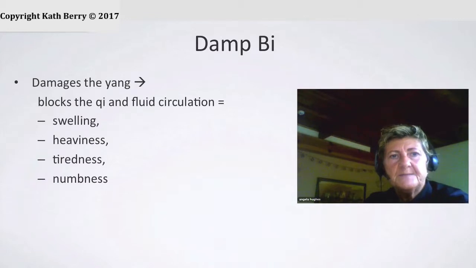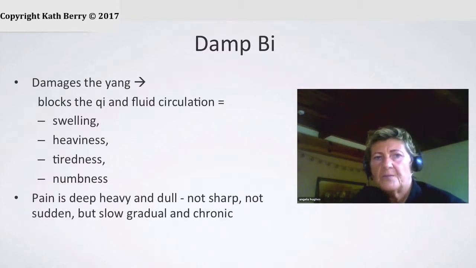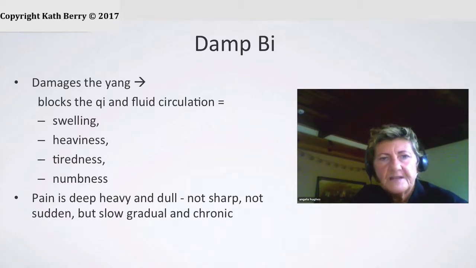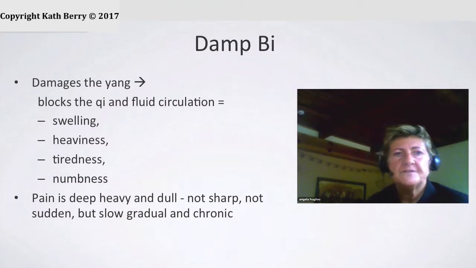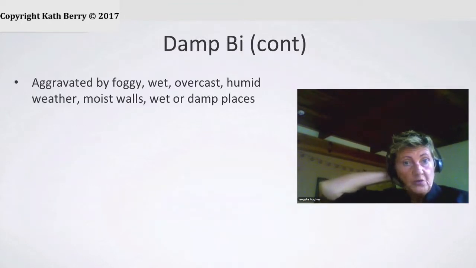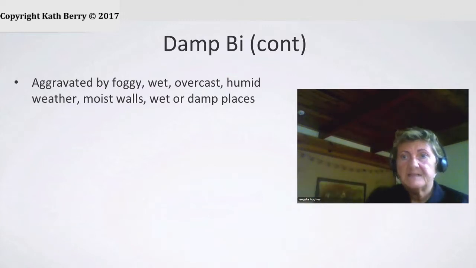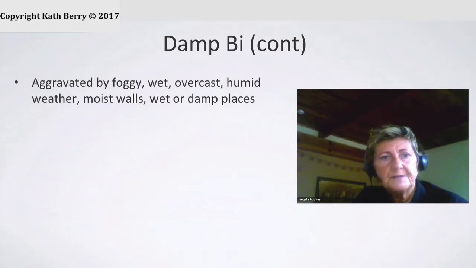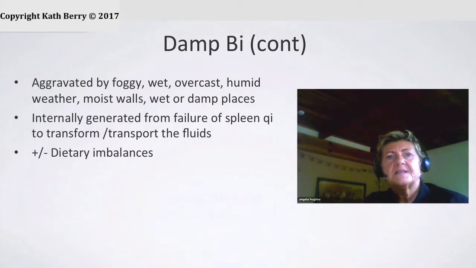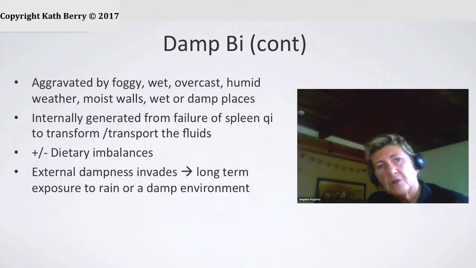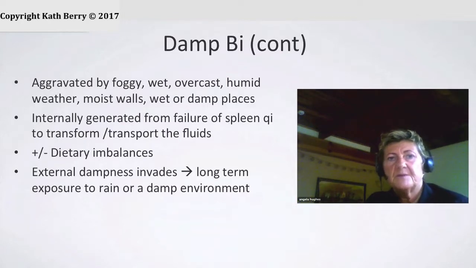The pain is usually deep, heavy and dull. It's not usually sharp, and it's not easily got rid of. This is usually a slow, chronic, disabling kind of pain. It's aggravated by foggy, wet, overcast, humid weather, and by being in damp environments like a damp basement or other wet places. It can also be internally generated from a failure of the spleen qi to transform and transport the fluids, and also from dietary imbalances. External dampness invades the system as a result of long-term exposure to rain or a damp environment.